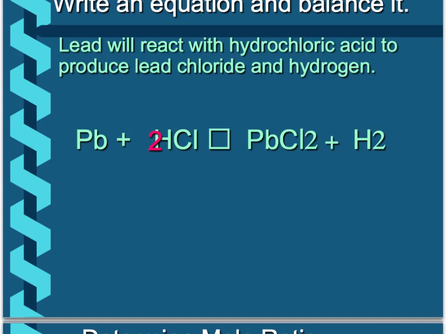Now we need to balance it. I notice that there is 1 lead on both sides, so that's lovely. But initially, we only have 1 chlorine and 2 chlorines, so we need to add this coefficient out front here. Then that also gives me 2 hydrogens. I have 2 hydrogens on the product side, so everything is balanced.